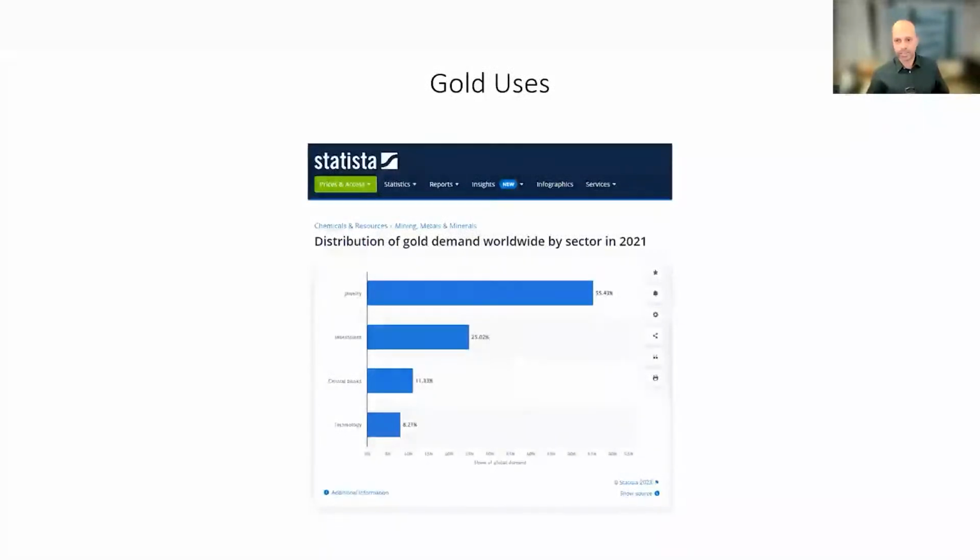This is just a quick overview of the major sectors that use gold. We obviously have jewelry, investment, central banks, and technology. Jewelry takes up 55% of the market. Investment is 25%, which relates to hedge funds, financial institutions, and retail traders buying gold ETFs, gold futures, and also physical gold and gold coins.